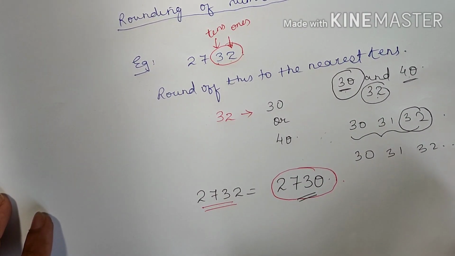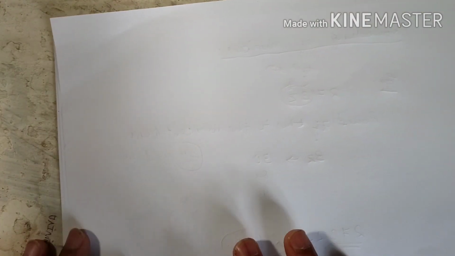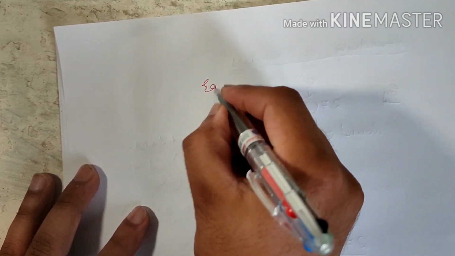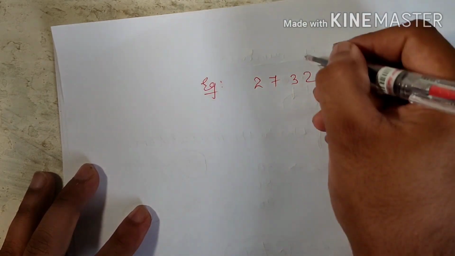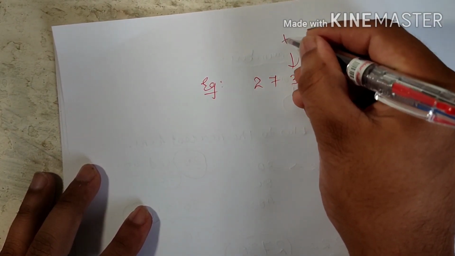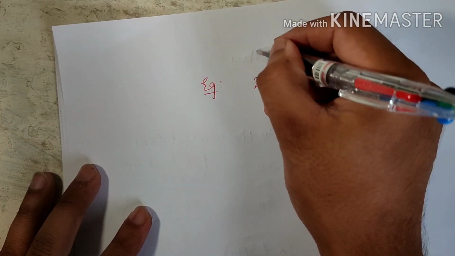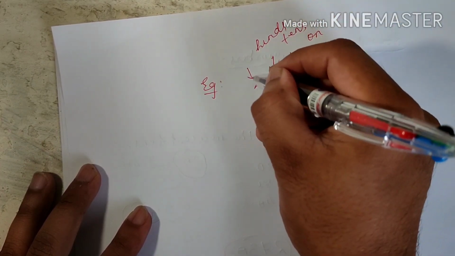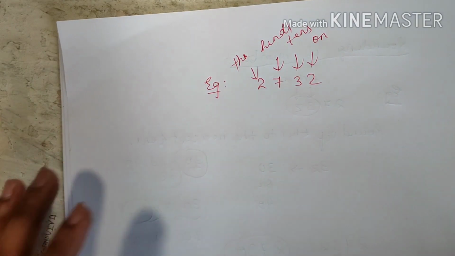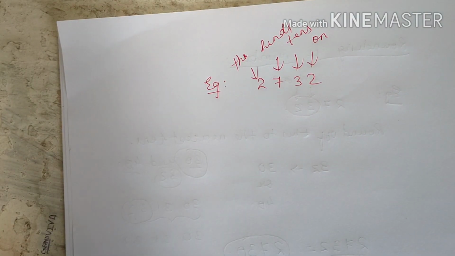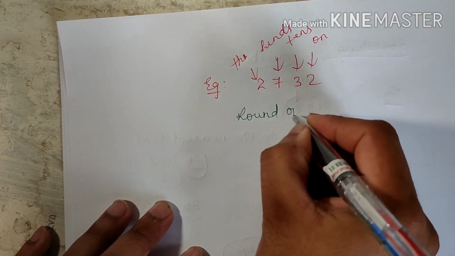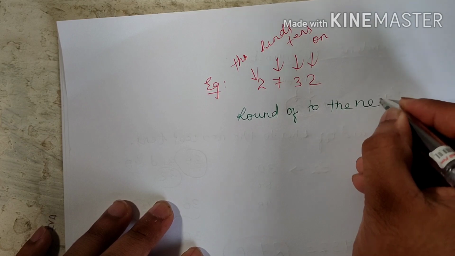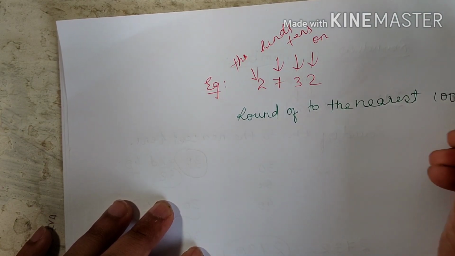Now let me explain about the 100, with the same number, so it will be easy for you. 2732 is given. I told you that this is the ones place, this is the tens place, then hundreds, and finally thousands. Now you are told in the question to round off to the nearest 100. So how will you do it?